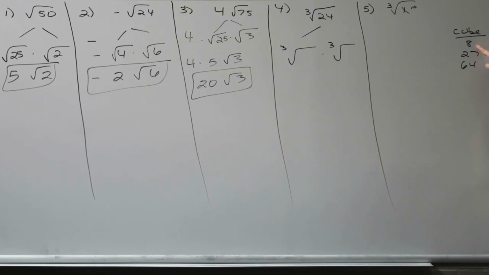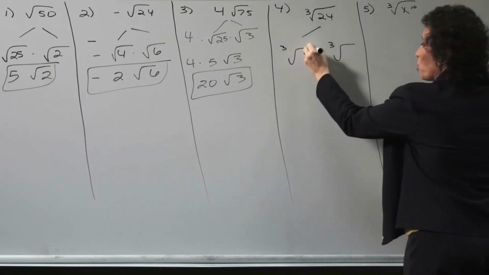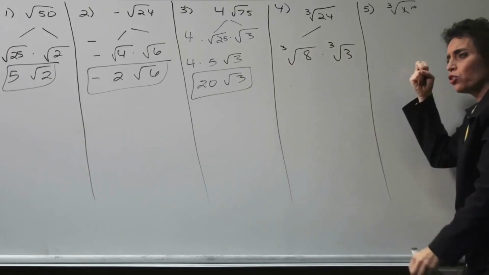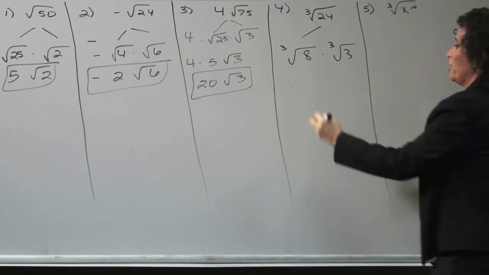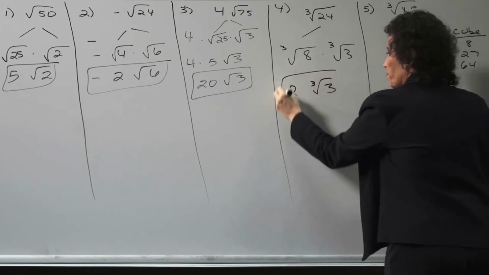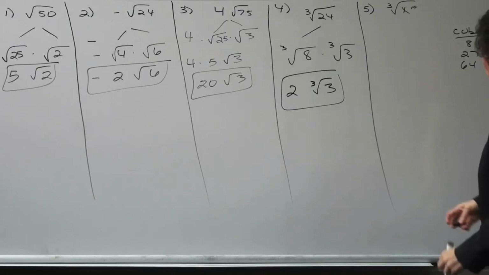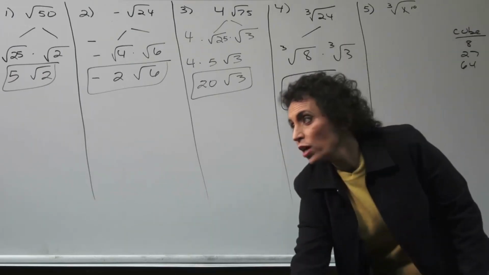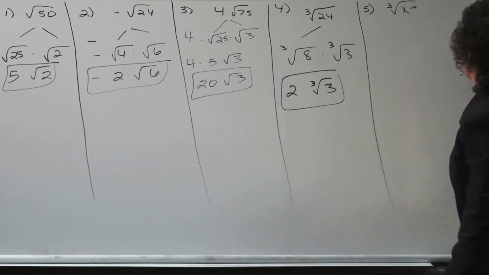27's too big. 8, yes, 8 works. 8 times 3. So the cube root of 8 is 2, because 2 times 2 times 2 is 8. Cube root of 3. Okay? And now this is the cube root of x to the 10th. Remember what we do with exponents? Yes, we do the multiples of the index.